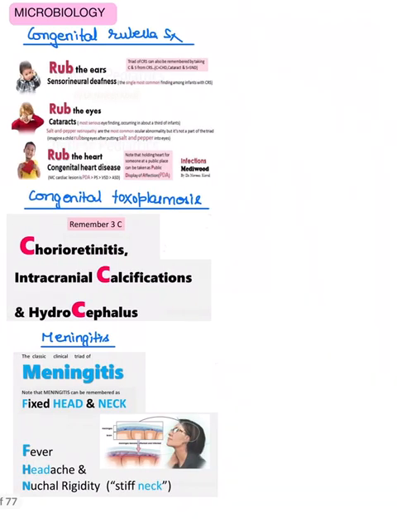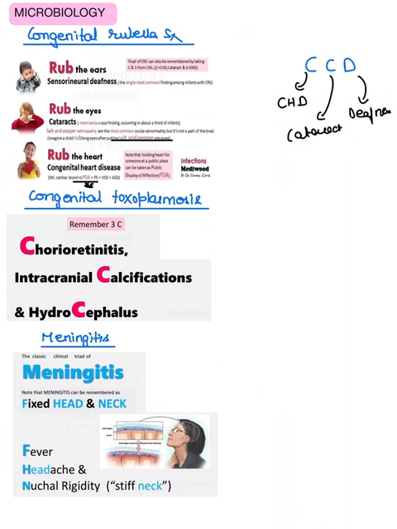Now coming on to the other important triad, that is congenital rubella syndrome. This can occur if the mother is rubella positive. So the triad is CCD. C for congenital heart defect, then C is for cataracts, and D for deafness. The most common lesion is the patent ductus arteriosus if we talk about the heart. And there may be salt and pepper retinopathy due to rubella.